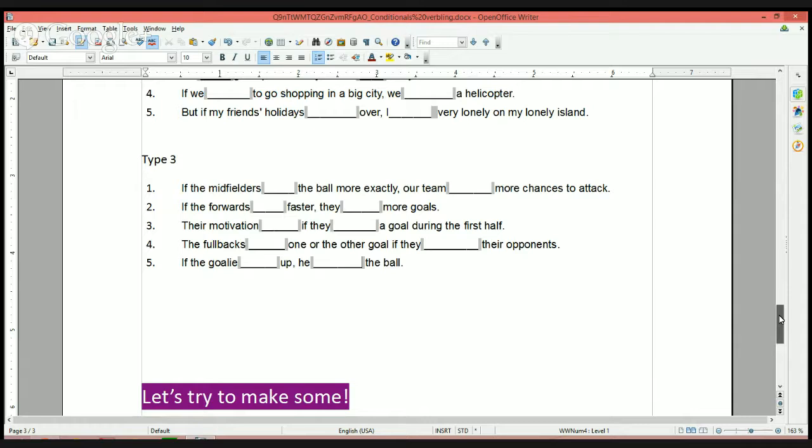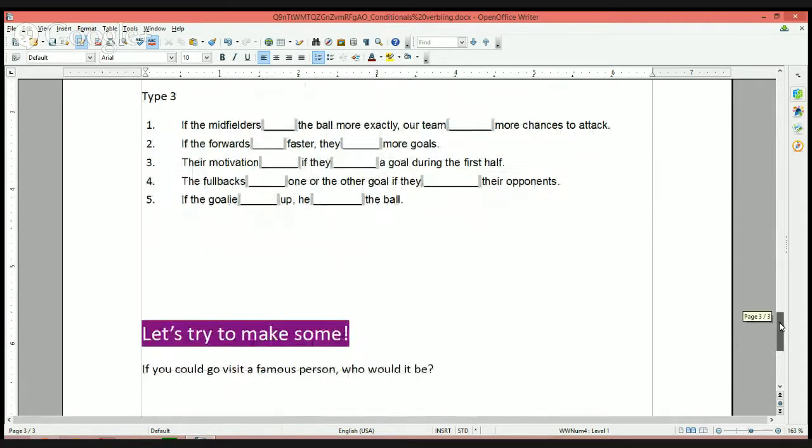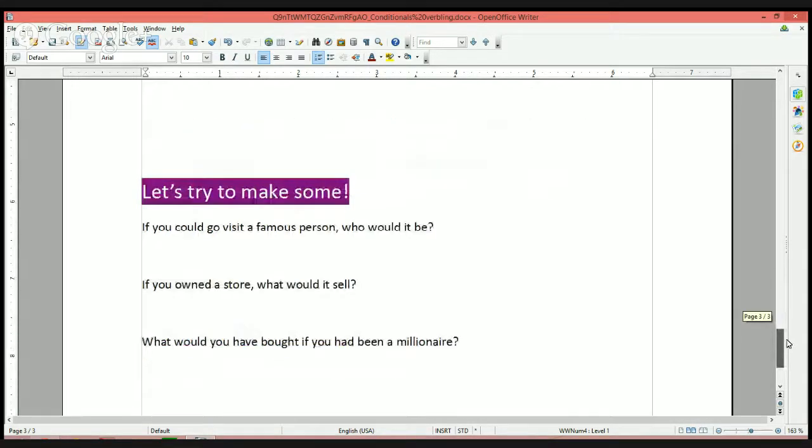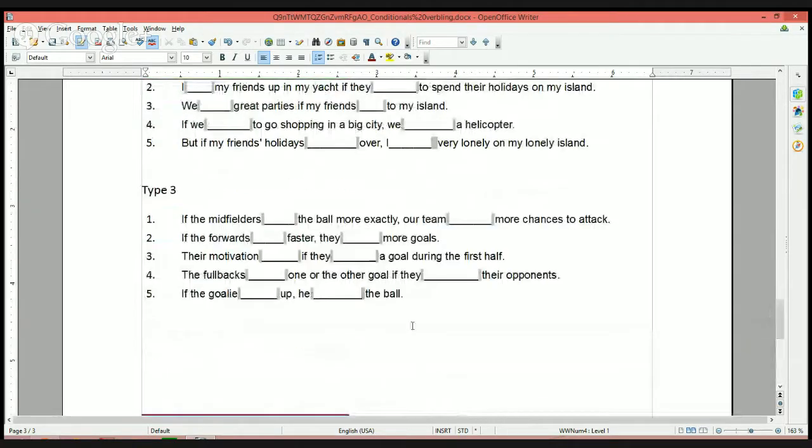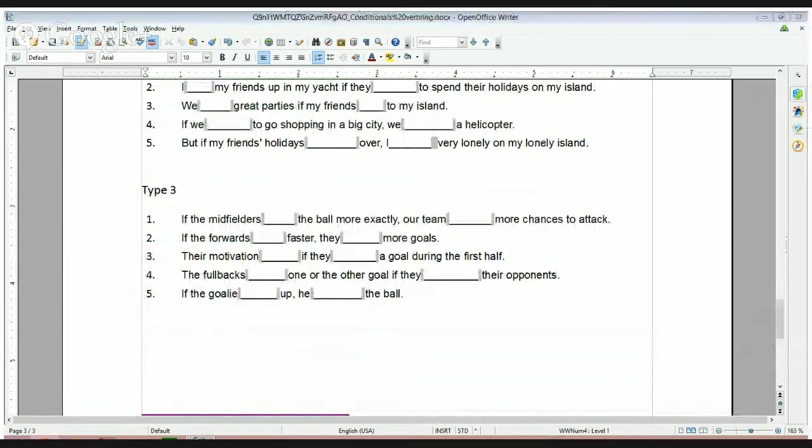All right, we have done a lot of work today. Oh yeah, the answers to all of these are actually on the other document I sent you. So if you have any questions, go ahead and look at the zero conditional document, where below it has all the answers to these type 1, type 2, and type 3 fill in the blank. Do you have any other questions or comments before we finish up today?